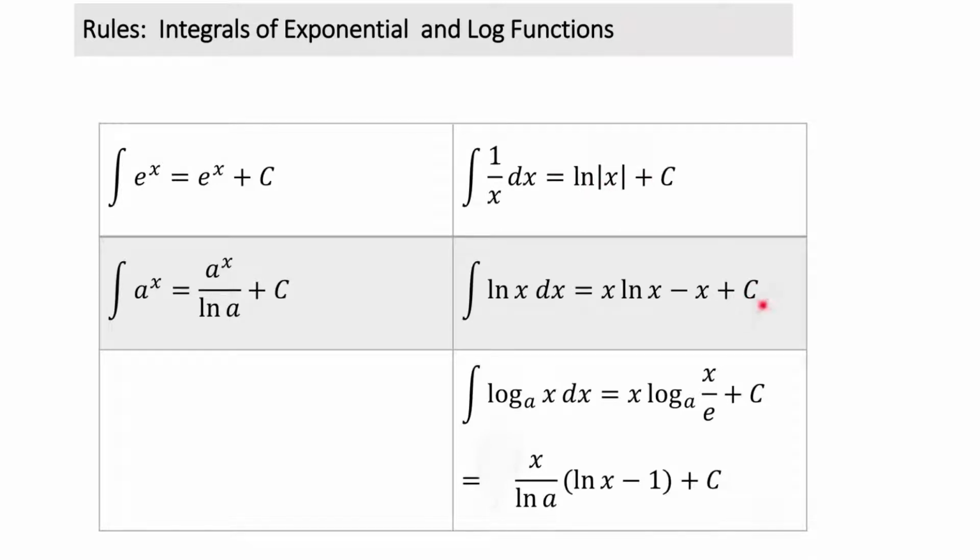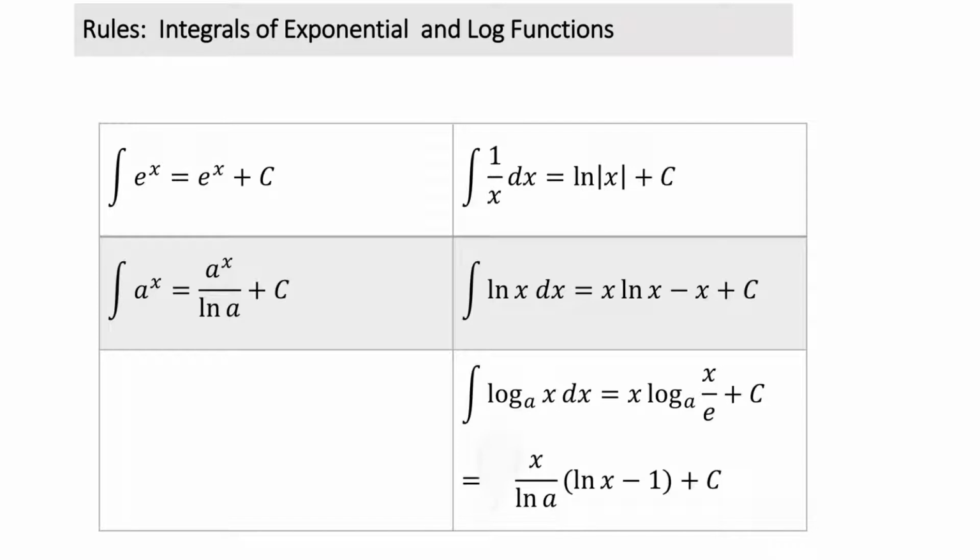Now, this antiderivative is arrived at by integrating the natural log of x using the integration by parts method, which is a method we learned in Calculus 2. So we're going to use this rule now, but we're not going to show the derivation because that's beyond the scope of Calculus 1. This rule right here is also derived using the integration by parts technique, like I just said was a Calculus 2 technique that we learned. So we're going to go ahead and use this rule but not show the derivation of it.